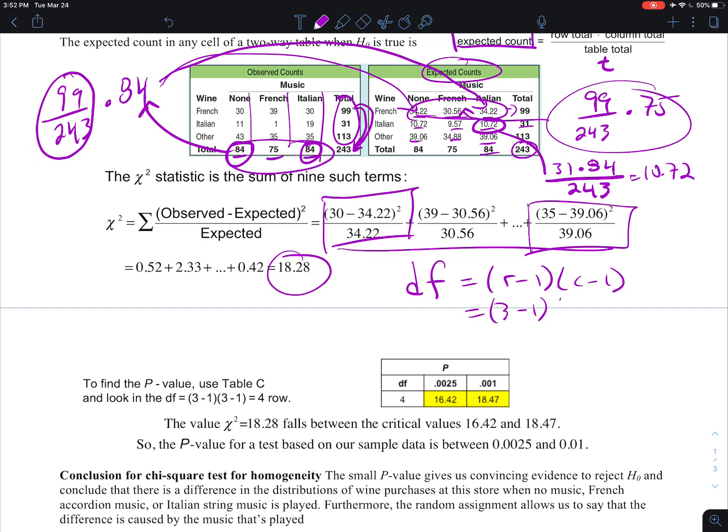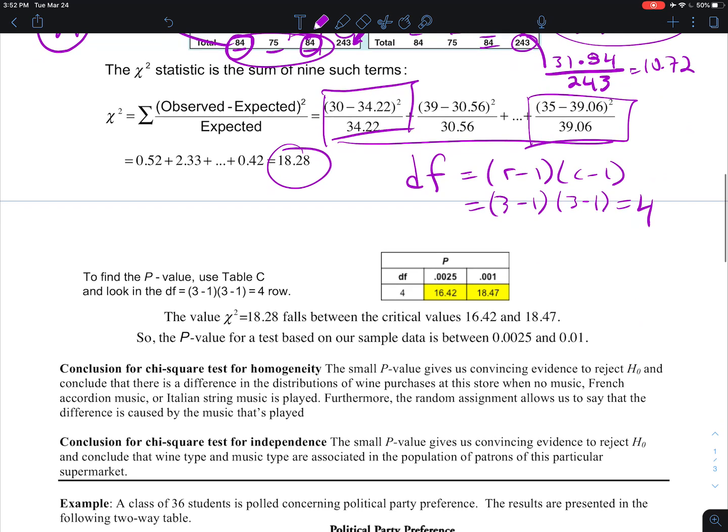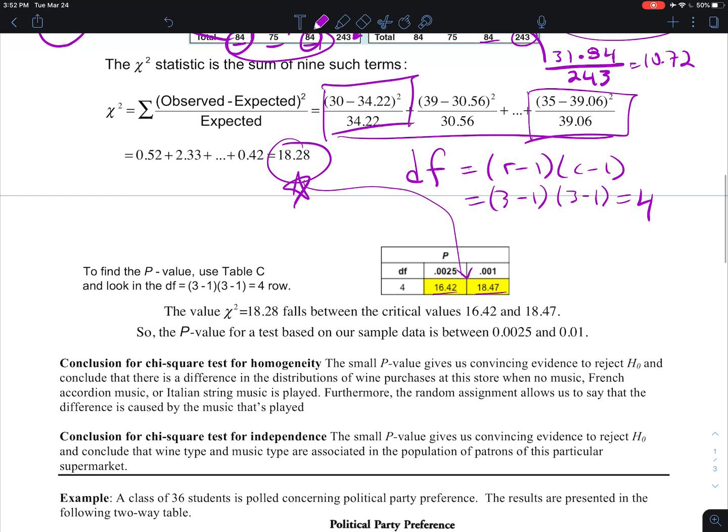In this particular problem, we had 3 types of music, we had 3 types of wine, so 4 degrees of freedom, which, this is a pretty large chi-square statistic for only 4 degrees of freedom. When you go look that up on the table, you'll see that it falls between these 2 chi-square critical values. Therefore, the p-value is between 0.25% and 0.1%, or 0.0025 and 0.001.